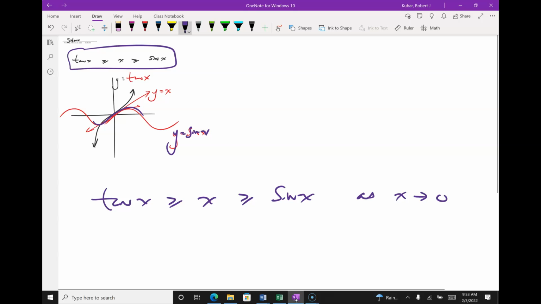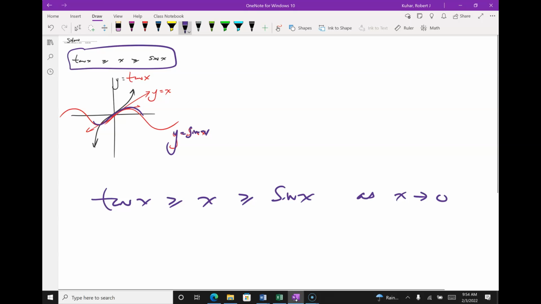I want to manipulate this to squeeze sine of x over x. You can bring it up there. But if I bring it here, it becomes negative sine of x, and then it fails. It fails right away. So I want to multiply or divide.